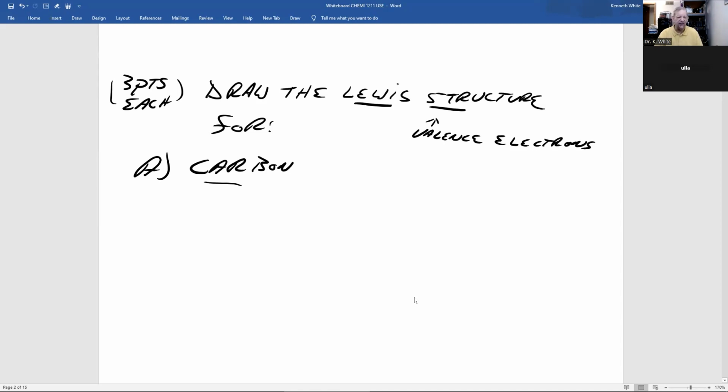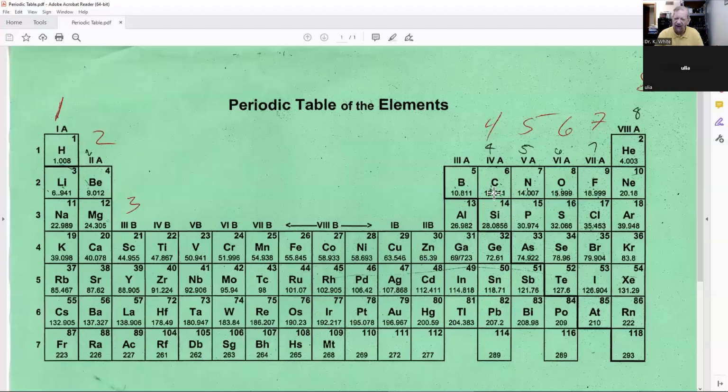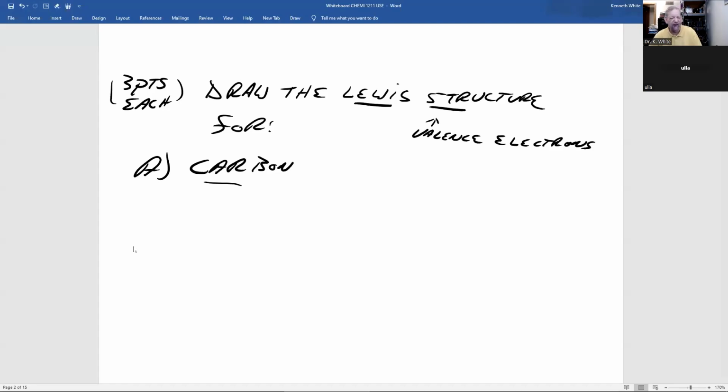We go to our friendly neighborhood periodic table, find carbon, chemical symbol C, and notice on top of the column you see the number in red or black, 4. Carbon has 4 valence electrons. So we have 4, and you don't have to write this down, but I will, 4 valence electrons.